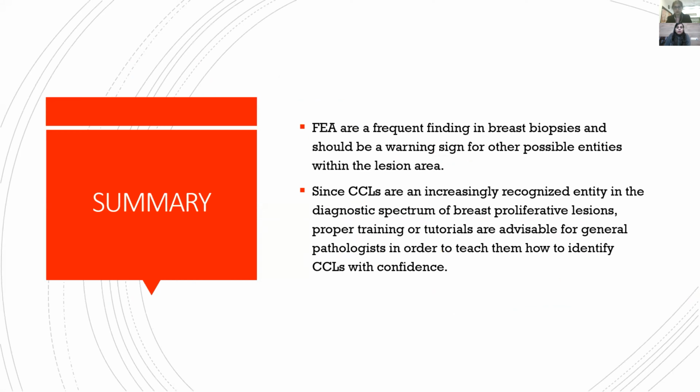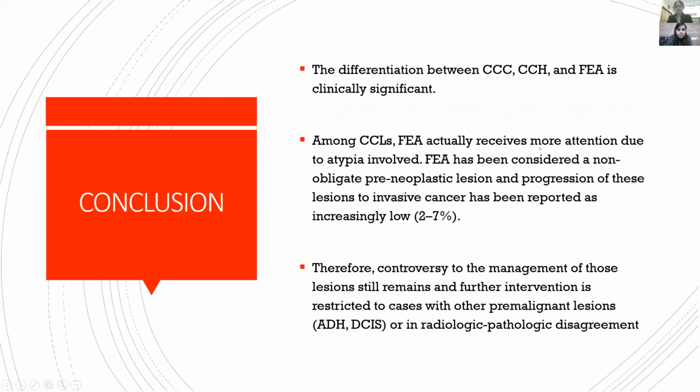So, flat epithelial atypia is a frequent finding in breast biopsies and should be a warning sign for other possible entities within the lesional area, as it is more towards the serious side. Since columnar cell lesions are an increasingly recognized entity in the diagnostic spectrum of breast proliferative lesions, proper training or tutorials are advised for general pathologists in order to teach them how to identify columnar cell lesions with confidence. Next slide, please.